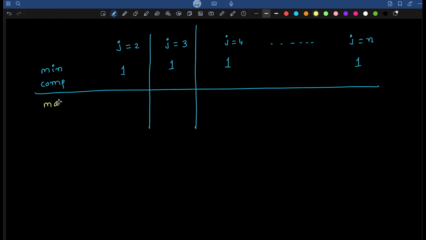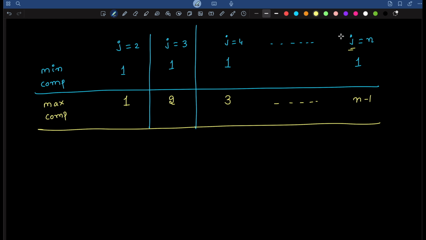So what about the maximum number of comparisons? Let me write it down. Maximum comparisons. In case of j equal to 2, the maximum number of comparisons required is equal to 1. At j equal to 3, how many comparisons are required? 2. At j equal to 4, which is nothing but j minus 1, right? 4 minus 1, that is 3. Similarly, when my value of j is equal to n, the maximum comparisons required will be n minus 1.